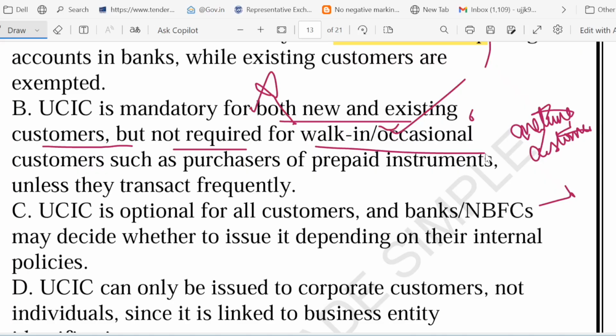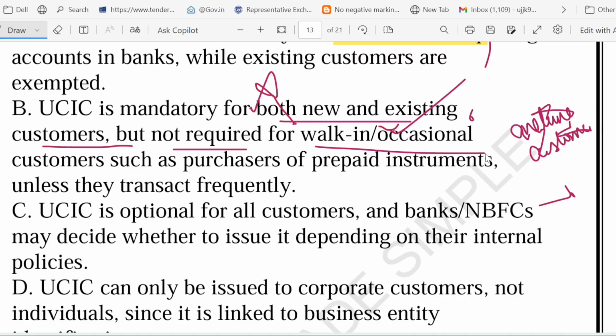Imagine someone buys a prepaid gift card once. No UCIC is required, right? Someone who is buying a prepaid gift card once, in that case, no UCIC. But if that same person keeps coming every week to buy multiple products, the bank will assign them a UCIC to track transaction properly. Okay, so that is the point.